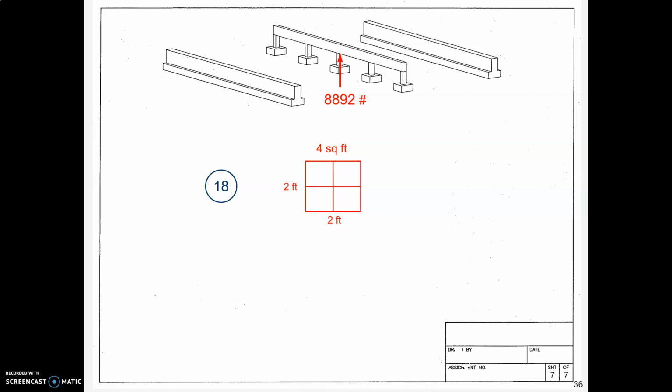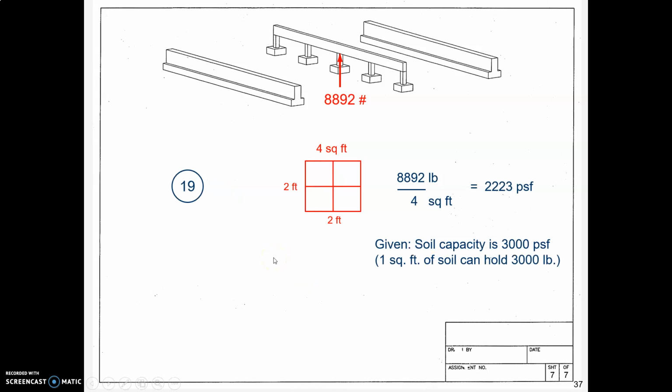So question, how much weight is on each square foot? If this pad is 4 square feet and that 8892 is distributed over those 4 square feet, to find out, we divide 8892 by 4. 8892 divided by 4 gives us 2223 pounds per square foot.